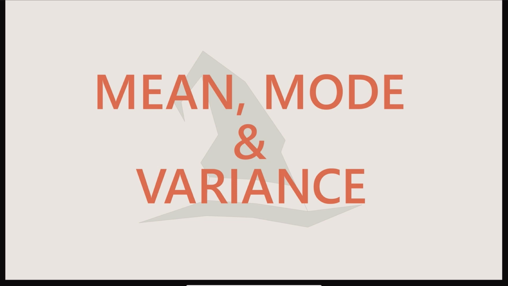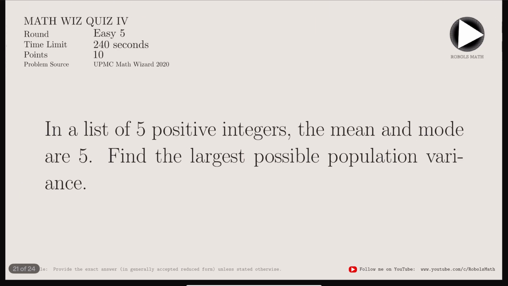Let's answer the fifth question for the Math Wiz Quiz 4, which is an online quiz bee simulation for a collegiate math contest in the Philippines. For this question, we are given a list of five positive integers where the mean and mode are 5. We are asked to find the largest possible population variance. This question was asked during the 2020 edition of the UP Math Club Math Wizard.